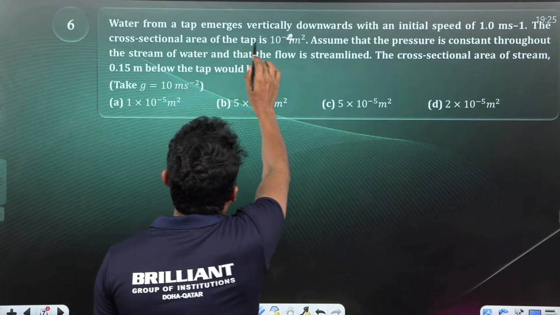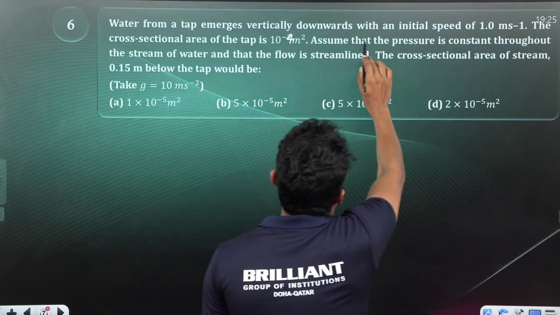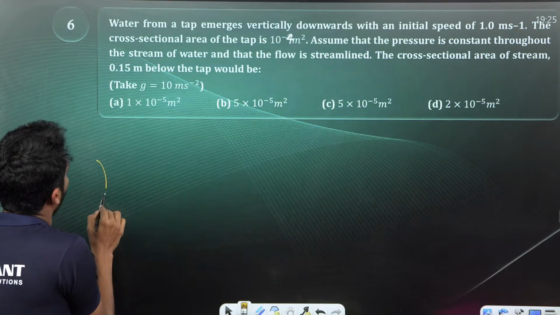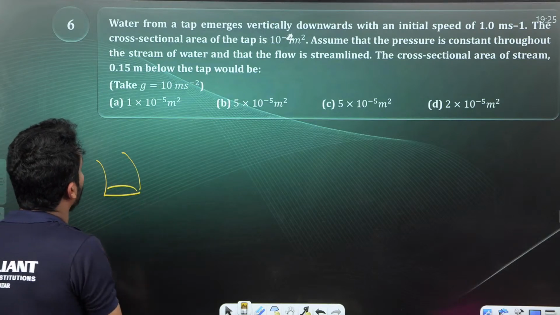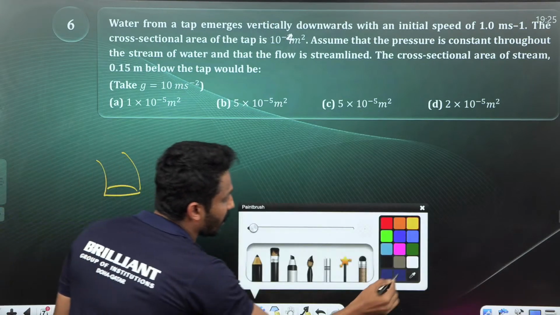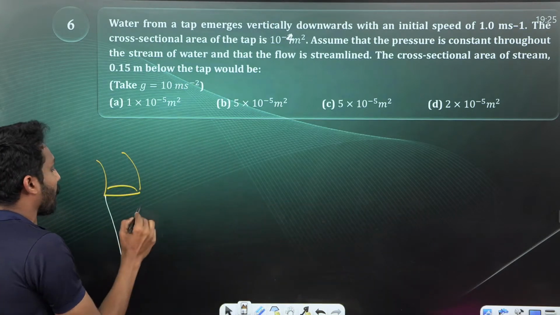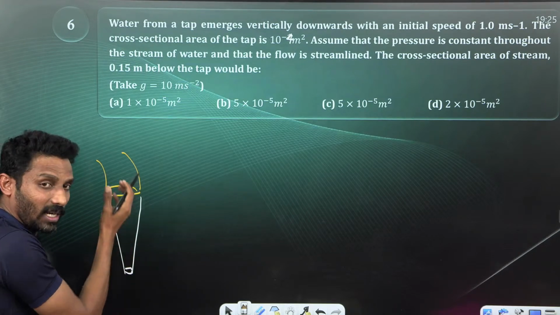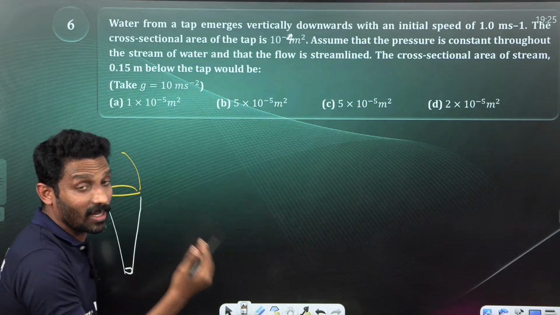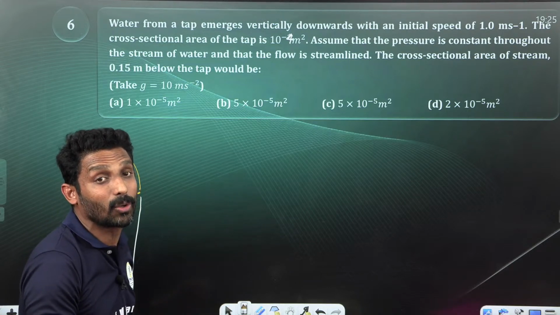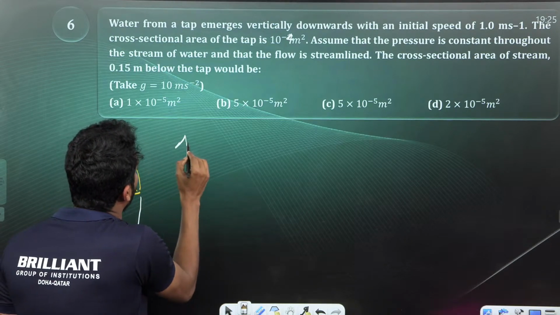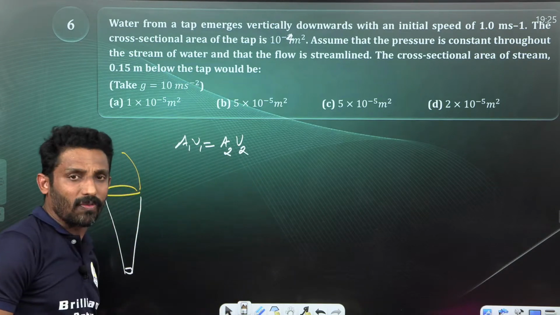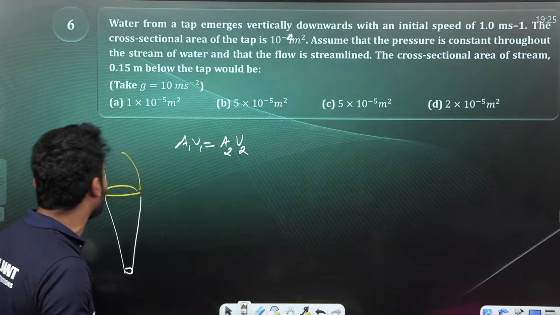The next one, sixth. Water from a tap emerges vertically downwards with an initial speed of 1 meter per second. There is a pipe, and from the pipe, water is coming out vertically with a speed of 1 meter per second. While it descends, it gets narrowed due to the increase of speed. As V increases, area decreases. That is the equation of continuity. We studied that A1 V1 is equal to A2 V2. This is the well-known equation of continuity. As the speed is increasing, area is decreasing.